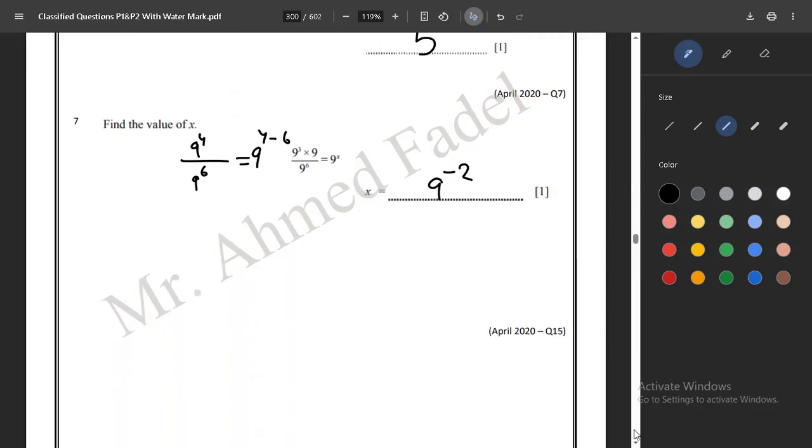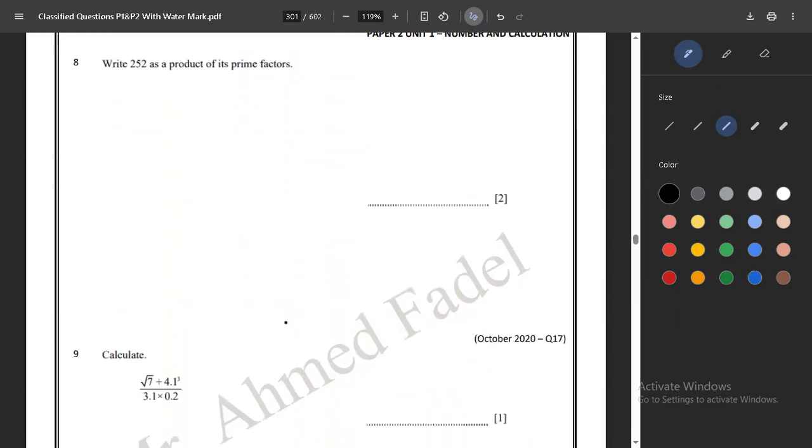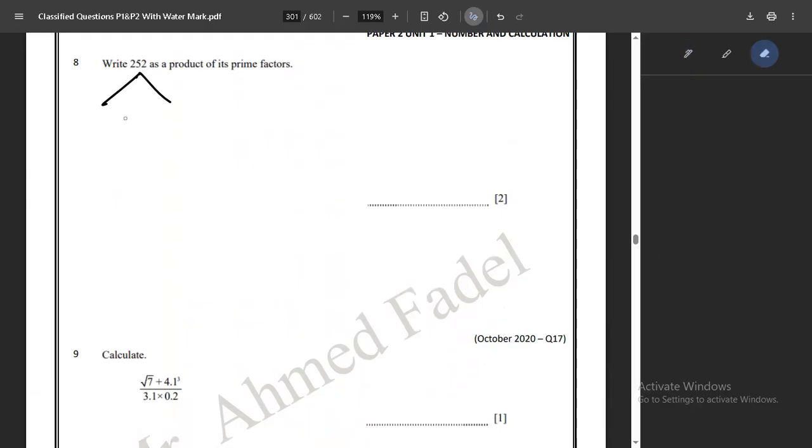Let's continue. Write 252 as a product of its prime factors. Here, they want you to do the prime factorization. You've got two methods, either the factor tree, which I do not prefer with big numbers to avoid any confusion. I prefer the stick method.